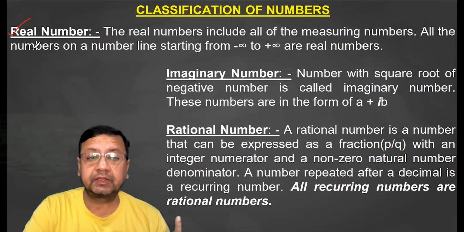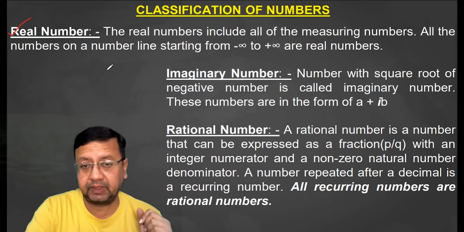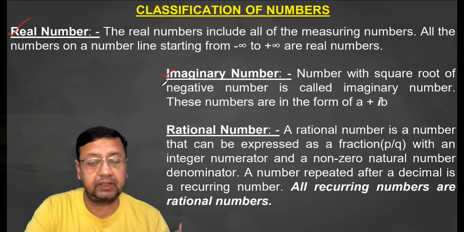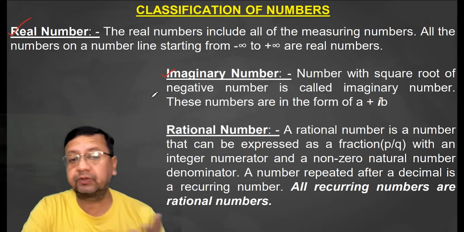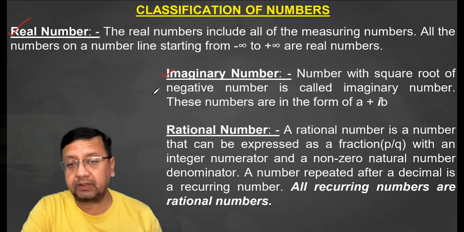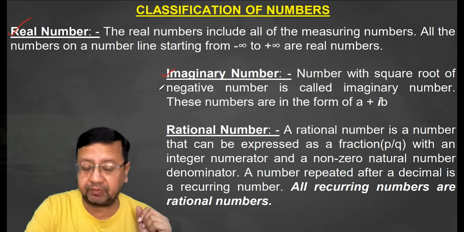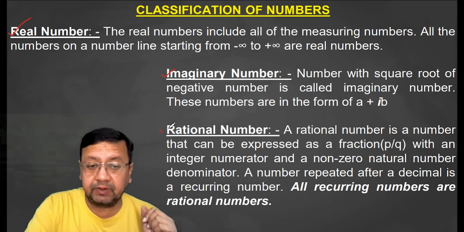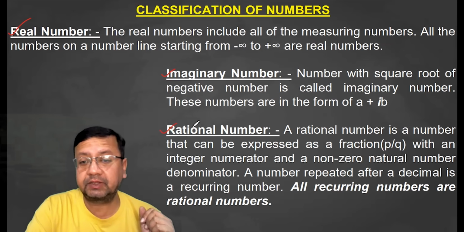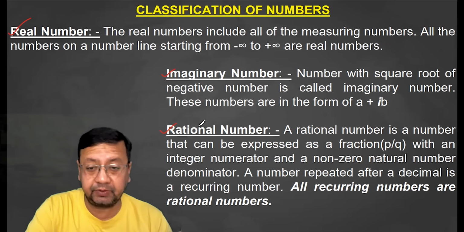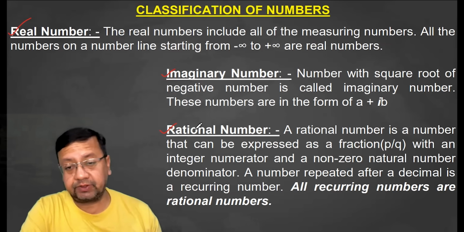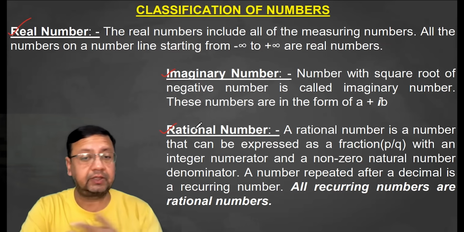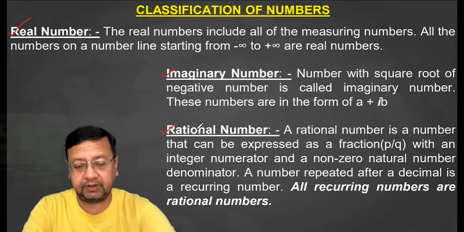And real numbers represent the physical quantities, right? Imaginary numbers are the imaginary part, right? And here we have the square root of -1, that is iota, the part of these imaginary numbers. Rational numbers: how can you say rational numbers can be written in the form of p by q, and the second definition is what? Terminating or non-terminating but repeating, right?